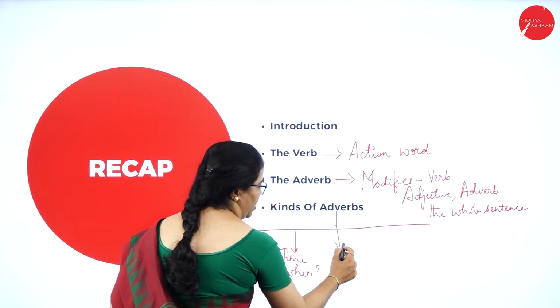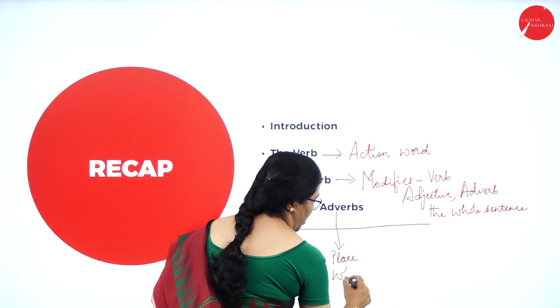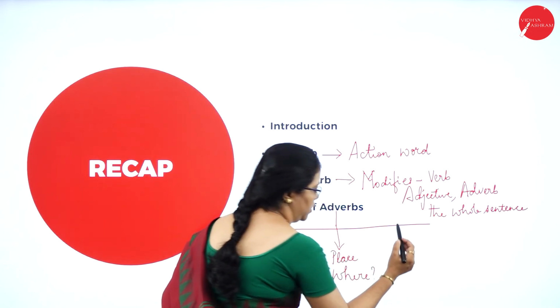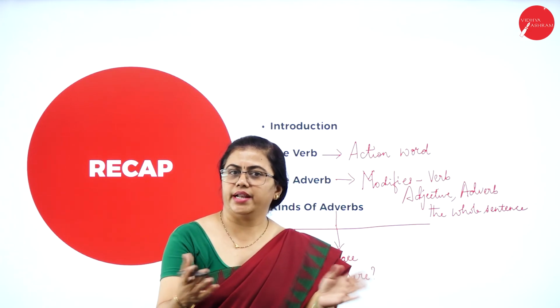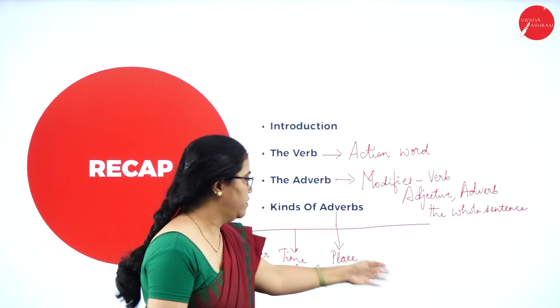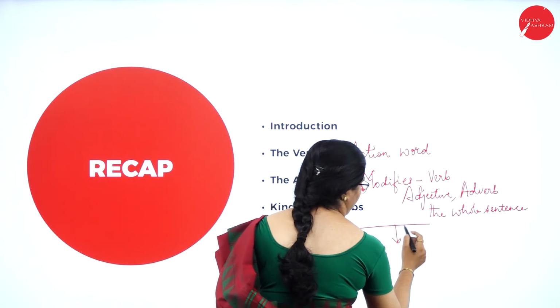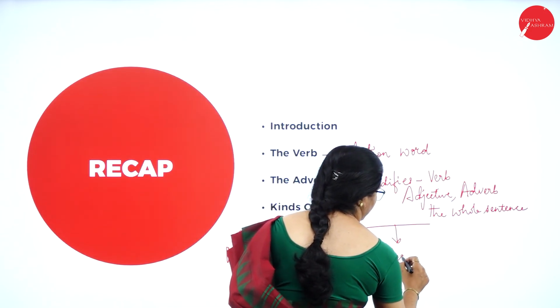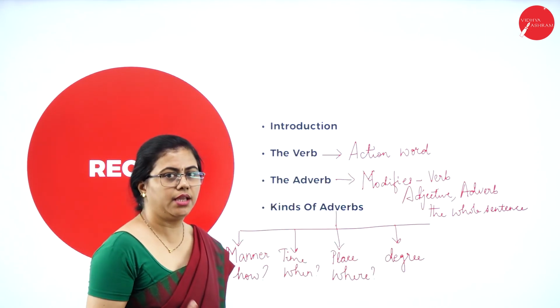Then we have adverb of place. It tells us about where the work has taken place. Examples: here, there, outside, inside, all these come under adverbs of place. Then we learnt about adverb of degree, to what extent something happens.